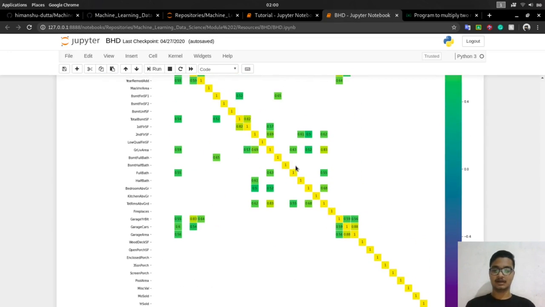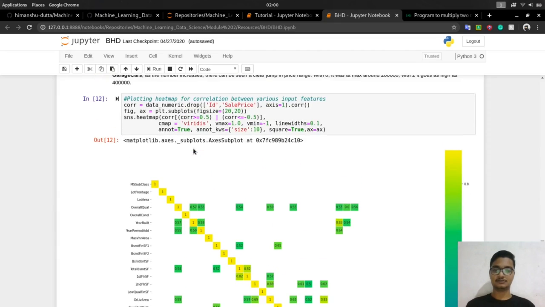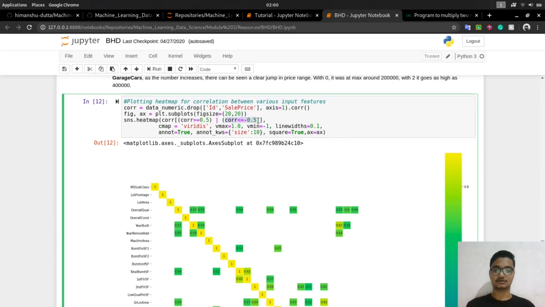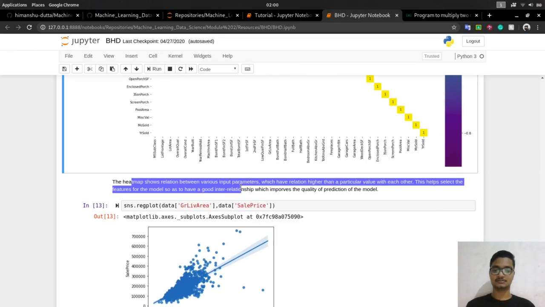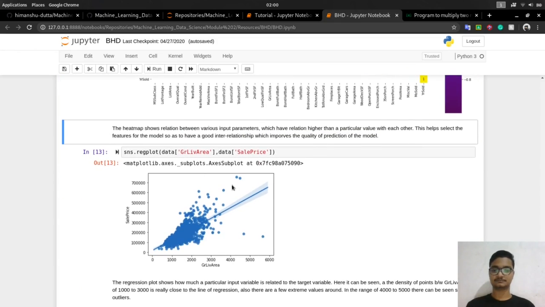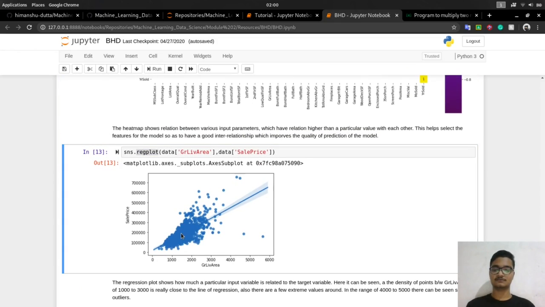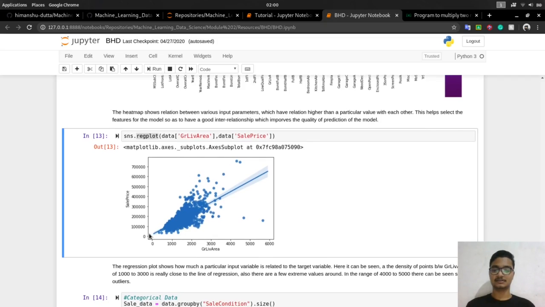Other than that, I have filtered the values which have higher relations. The relations which are greater than 0.5 and less than -0.5, meaning higher relation in both directions, will only get represented. You can go ahead and read this and know what it actually means. A regression plot gives you the regression line between two of whatever attributes are there.